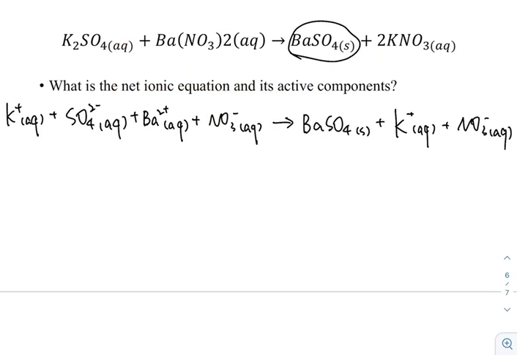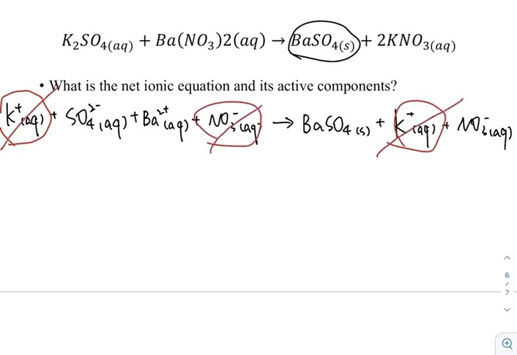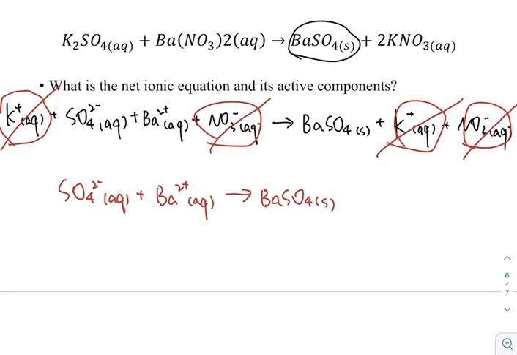Let's take a closer look at this ionic equation. We can actually find that the potassium ions here can be cancelled, and also the nitrate ions, right? So you can find that the sulfate ions and Ba2+ ions are the ions that actually take part in forming the BaSO4. So its net ionic equation will be sulfate ions and Ba2+ in aqueous form, and it forms the BaSO4 solid. And we can tell that the sulfate ions and Ba2+ ions are the active components of this reaction.